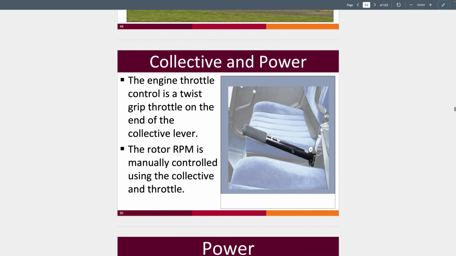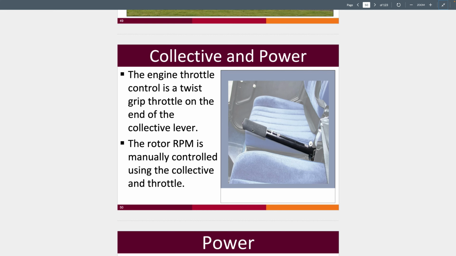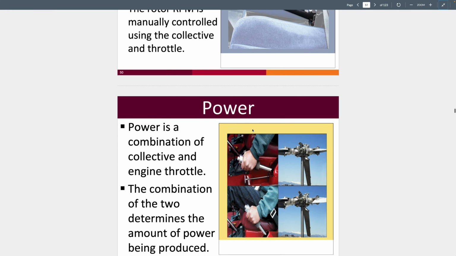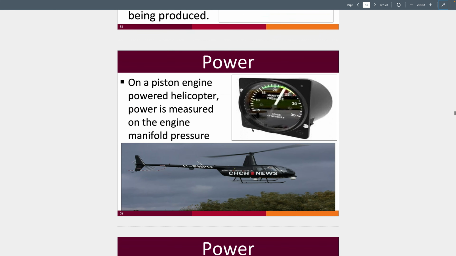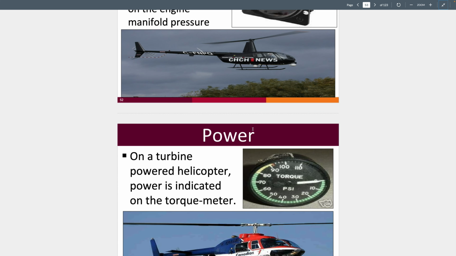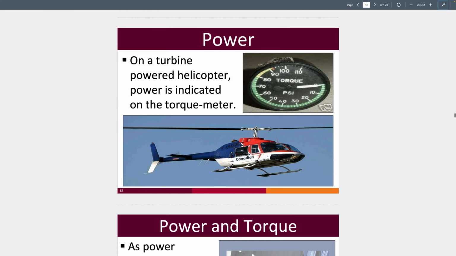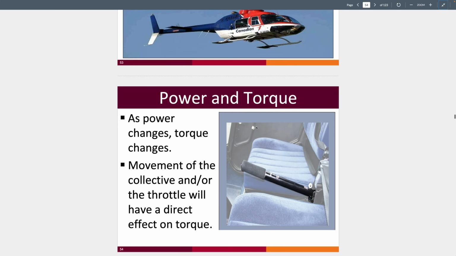So this is a picture of the collective lever, and obviously this area is a twist grip, and you can twist that with your arm to adjust the amount of power that is produced. On a piston engine powered helicopter, power is measured on the engine's manifold pressure. On a turbine powered helicopter, power is indicated on the torque meter. So we use torque meters to measure how much power the engine is providing.